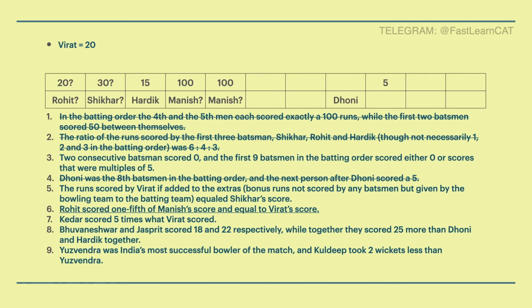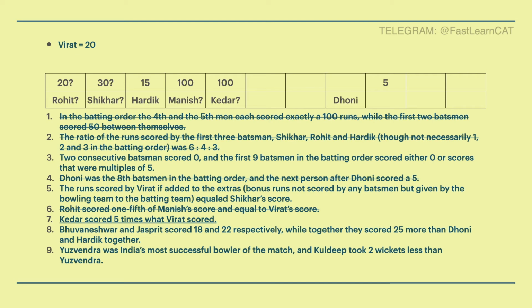So we'll just mention it as a bullet point. Next, we'll focus on point number 7, which says Kedar scored 5 times what Virat scored. So Virat scored 20, Kedar scored 100. This means Kedar is either the fourth batsman or the fifth batsman.